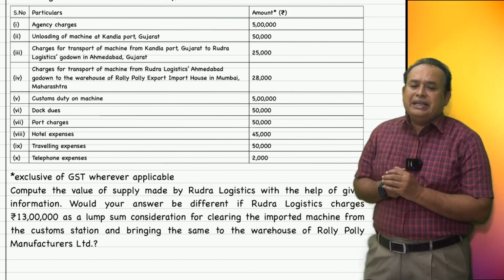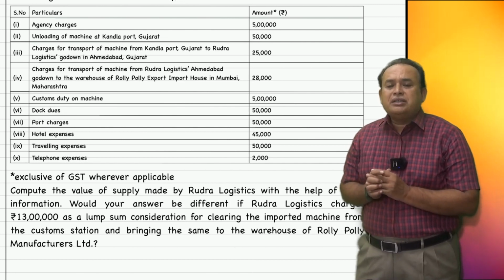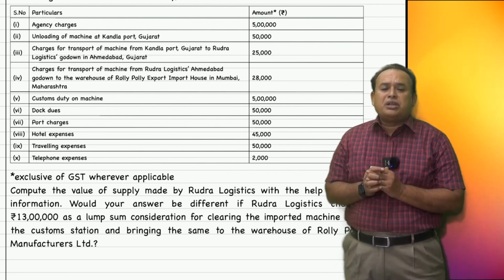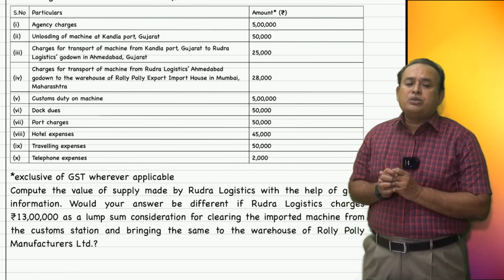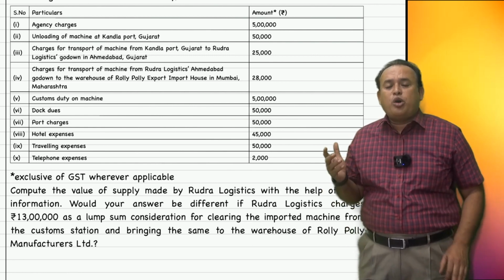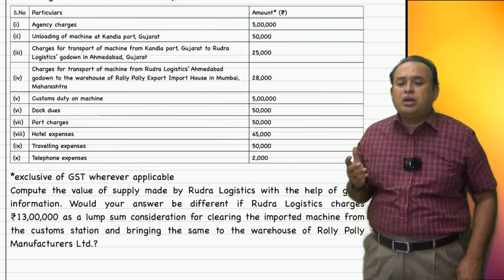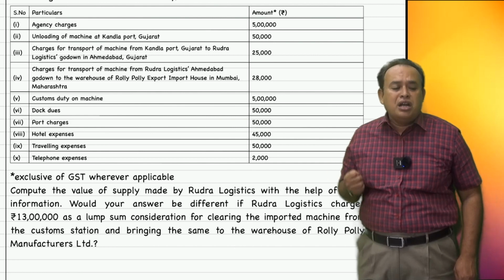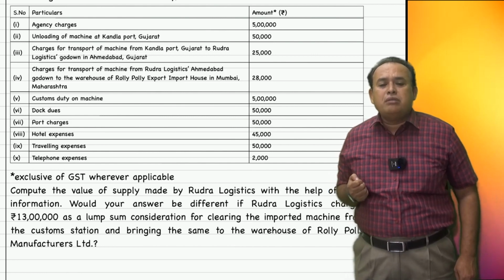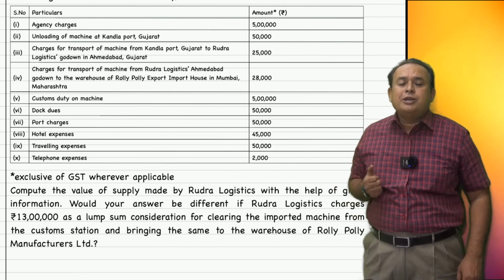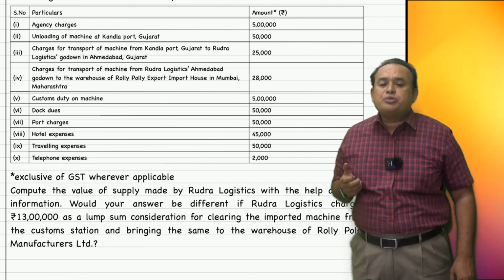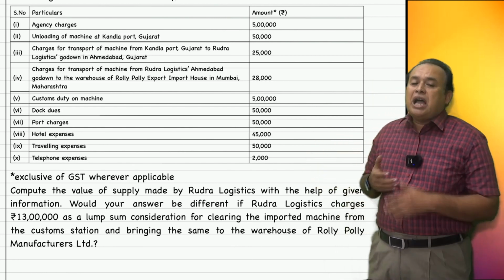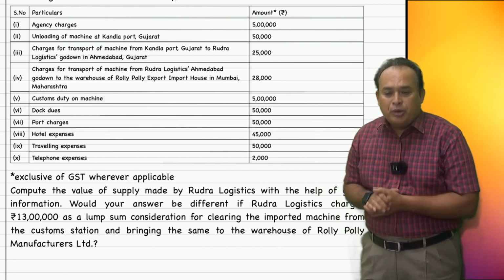Agency charges 5 lakhs, unloading of the machine at Kandla Port, Gujarat 50,000, charges for transport of the machine from Kandla Port, Gujarat to Rudra Logistics Godown in Ahmedabad, Gujarat 25,000, charges for transportation of the machine from Rudra Logistics Ahmedabad Godown to the warehouse of Roly-Poly Manufacturers in Mumbai, Maharashtra 28,000 rupees, customs duty on machine 5 lakhs, dock dues 50,000, port charges rupees 50,000, hotel expenditure 45,000, travel expenditure 50,000, telephone expenditure 2,000. The above values are exclusive of the GST wherever applicable.